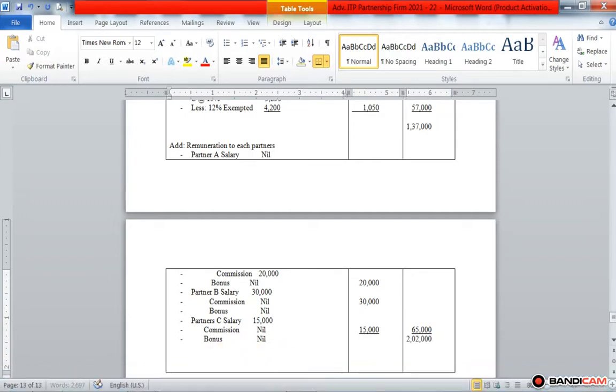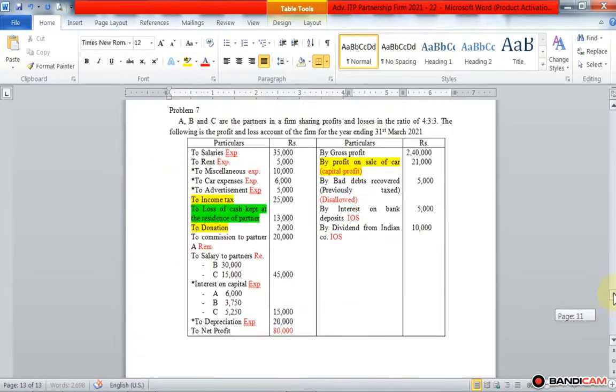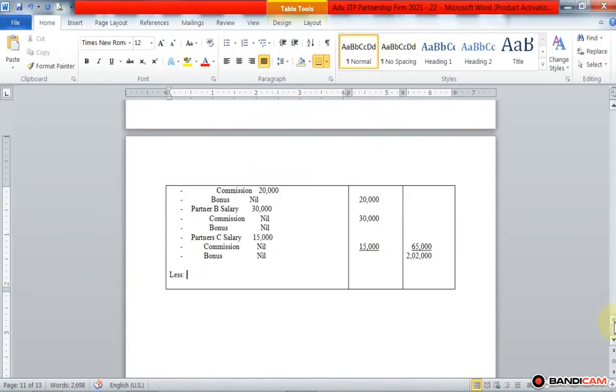Now we deduct. What we deduct? Less, the credit side of profit and loss account. So on the credit side of profit and loss account, the income which is charged under other heads. So less income charged under other heads. So income charged under other heads is given first, that is capital profit.